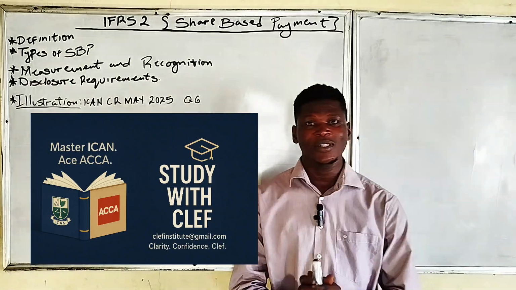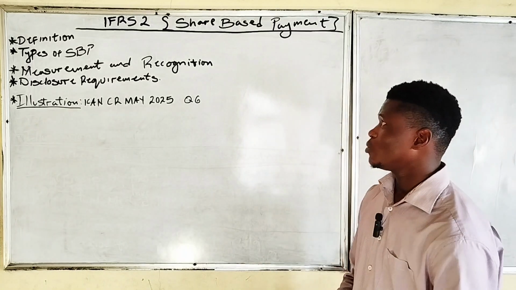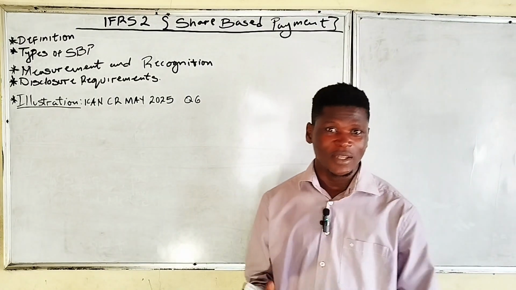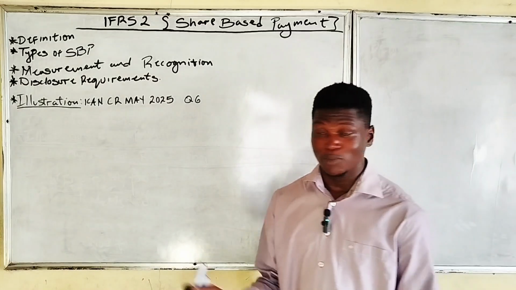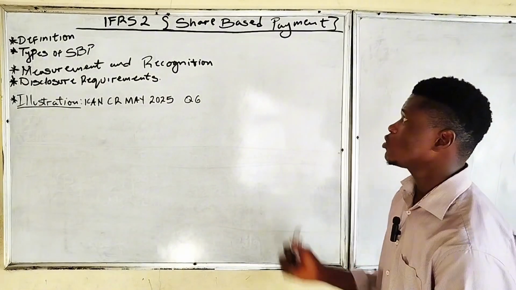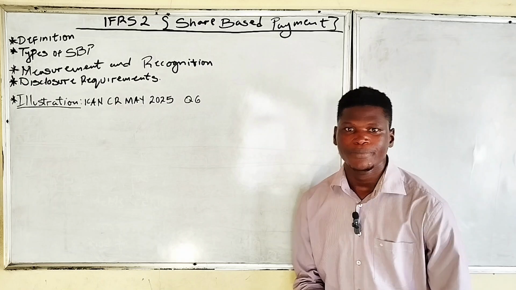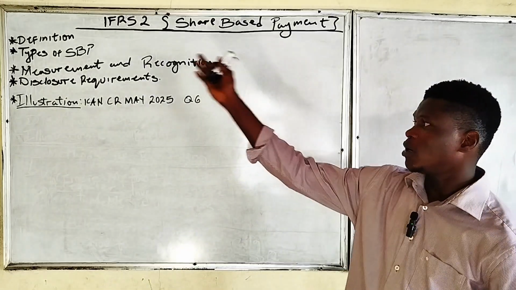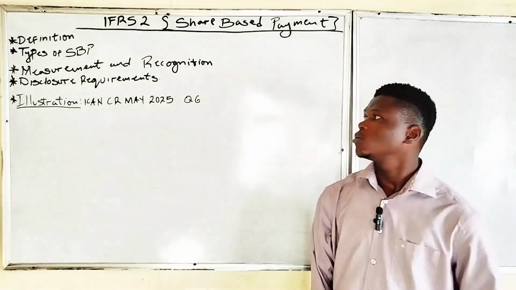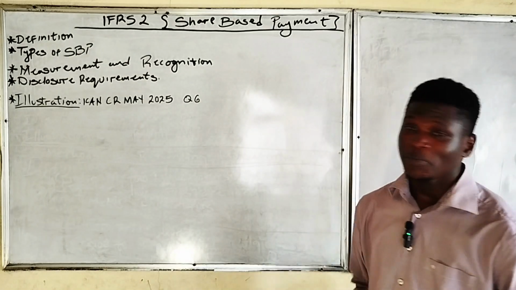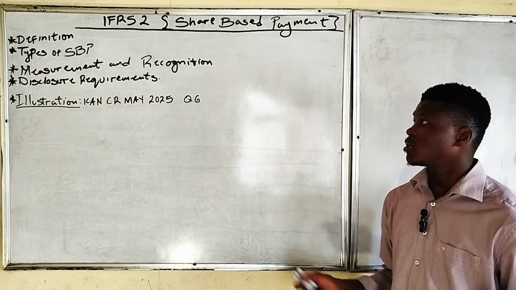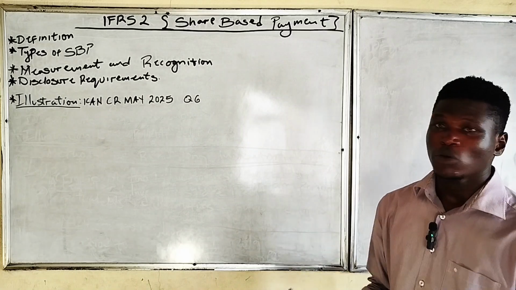My name remains KM, and today we're talking about another important standard, especially for corporate reporting, which is now strategic business reporting. So IFRS 2, which is share-based payments. IFRS 2 will have an outline of what we'll also look at today, which is the definition, the types of share-based payments, the measurement and recognition, then disclosure requirements.